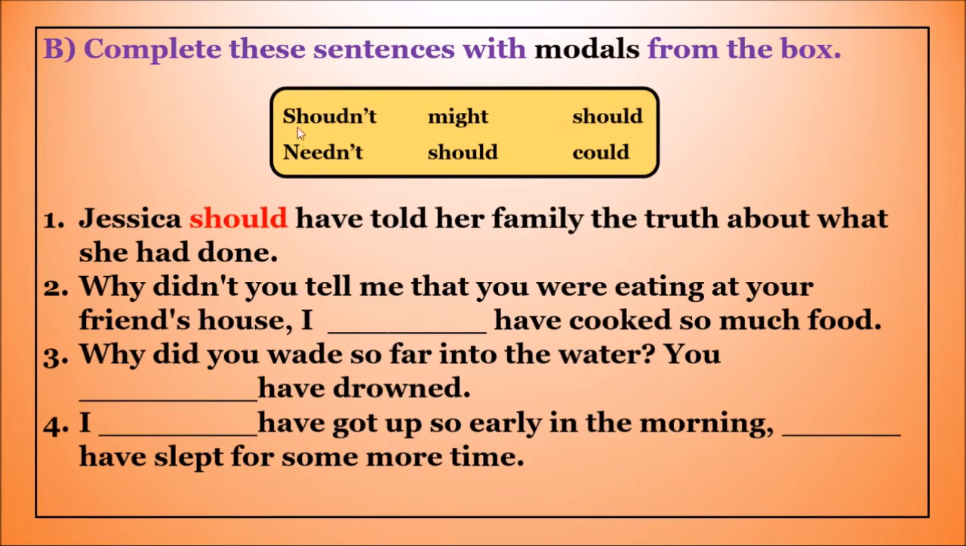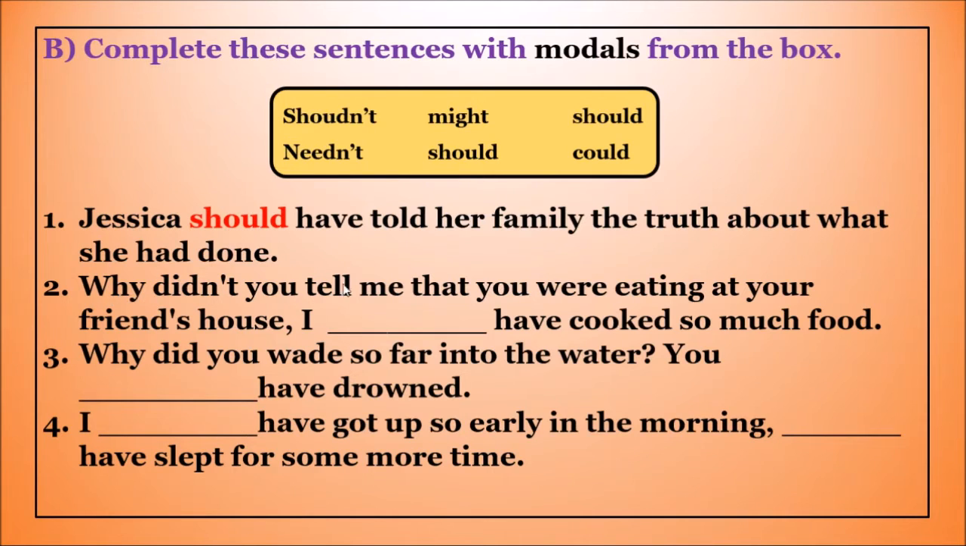With the help of the models given in this box, we have to complete all these sentences on page number 43. So do along with me, children. The first one: Jessica should have told her family the truth about what she has done. It means there is a necessity for her to tell; it should be done. So should is the model to be used here.